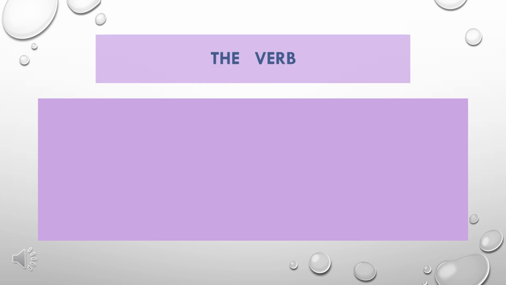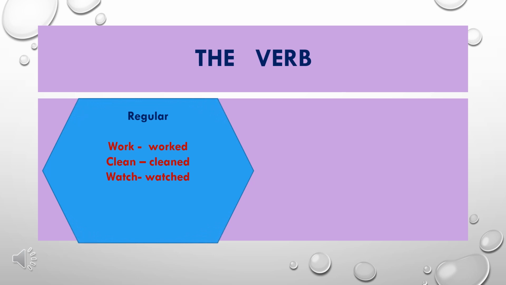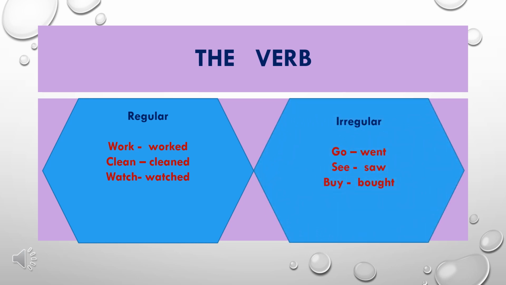Now, let's look at how we form the past simple. The first thing you have to remember when you're working with this tense is that in English there are 2 kinds of verbs, regular verbs and irregular ones. How do we know which is which? Well, it's a little tricky, but the regular verbs are the ones that in the past tense just have ed or d. They end like that. For example, work becomes worked. Clean becomes cleaned. Watch becomes watched. But in the irregular verbs, we do not have a form which has ed. In the irregular cases, sometimes the verb changes a little bit, and sometimes it changes completely. For example, go becomes went. See becomes saw, and buy becomes bought.